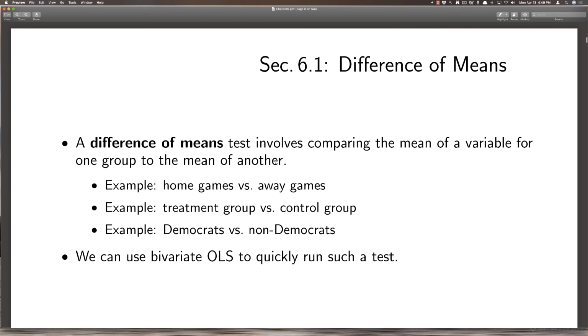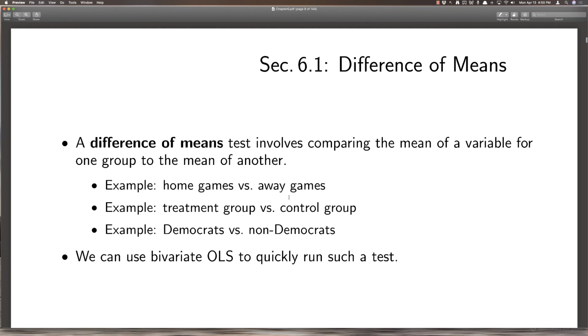A difference in means test involves comparing the mean of a variable for one group to the mean of another. So for example, home games versus away games, the treatment group versus the control group, Democrats versus non-Democrats in different data sets. So I want to know, is there a difference in, say, goal differential between home games and away games? Is it statistically significant? Because we know, because of modeled randomness and sampling randomness, that we could see a difference that could be completely due to chance.